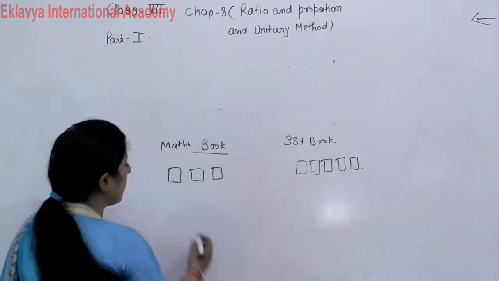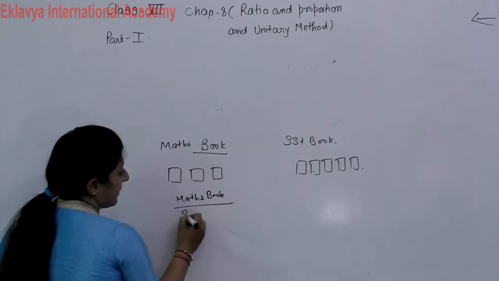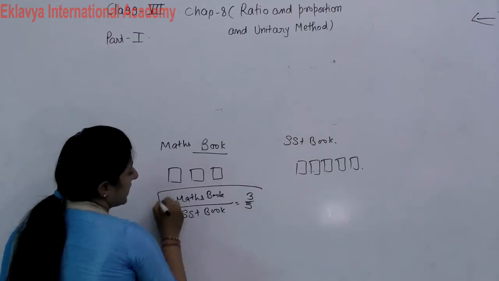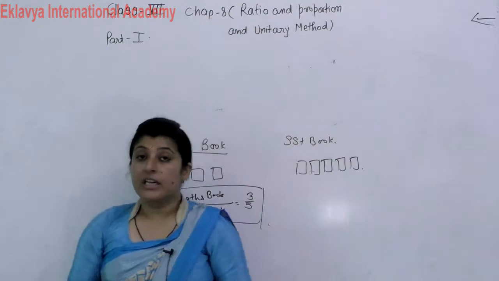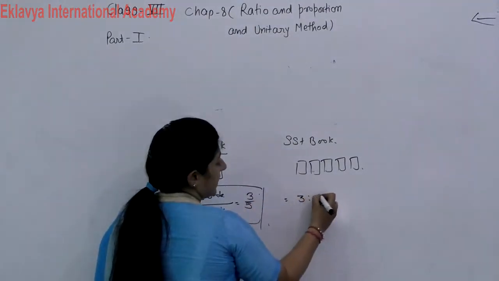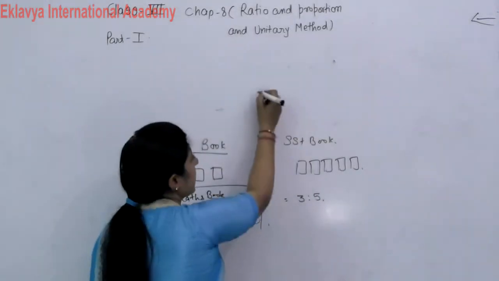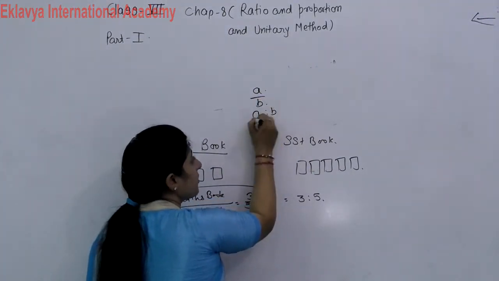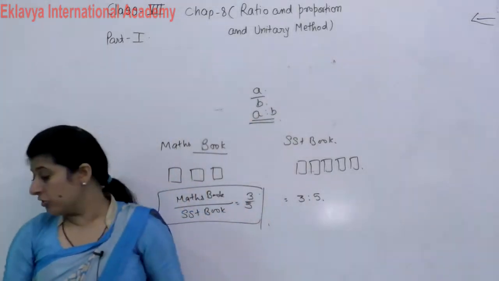But if I write down that maths book divided by SST book is equal to 3 by 5, then this type of relation is called the ratio. We can represent the ratio like this also: 3 by 5 means 3 ratio 5. Generally we can say A by B, that is A is to B or A ratio B. So what is the ratio we can say?